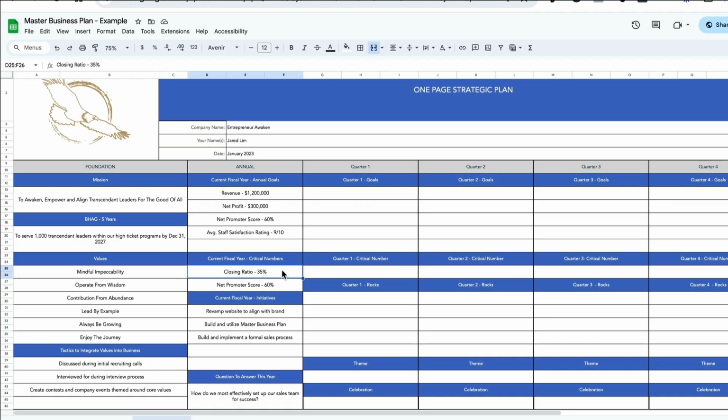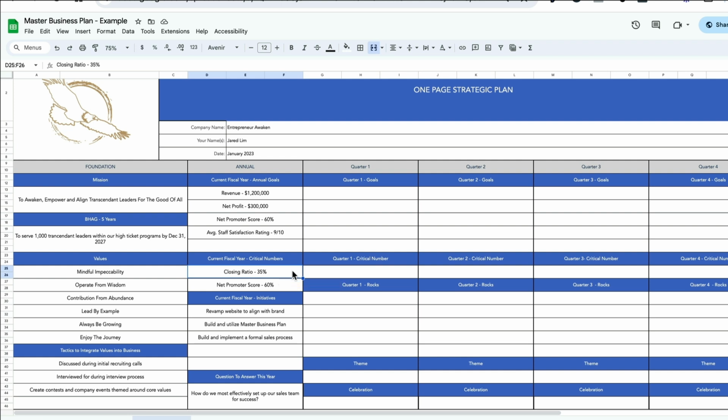You'll notice that for the annual section, we actually have two critical numbers. And the reason for this is we want to balance out our focus throughout the year between a critical number that is more growth, revenue, profit, sales driven with one that's more people focused. That might be net promoter score. It may be something around culture or staff satisfaction, but something more on the people side of things.